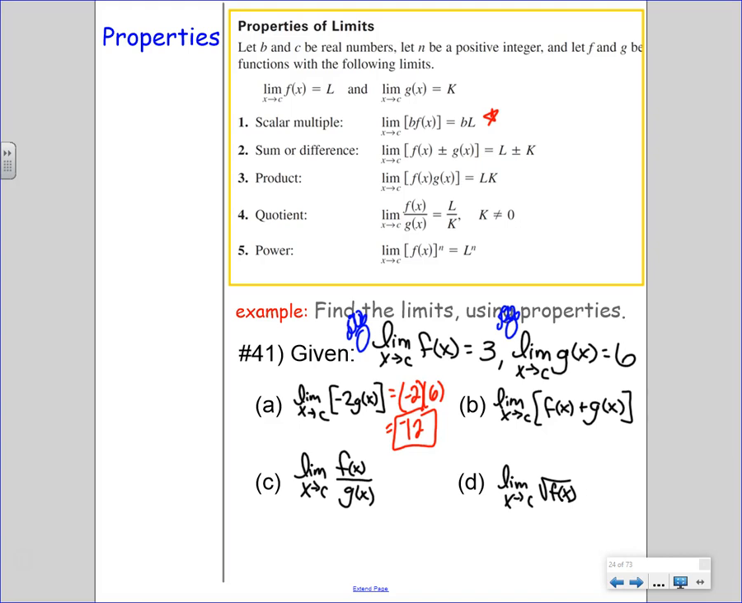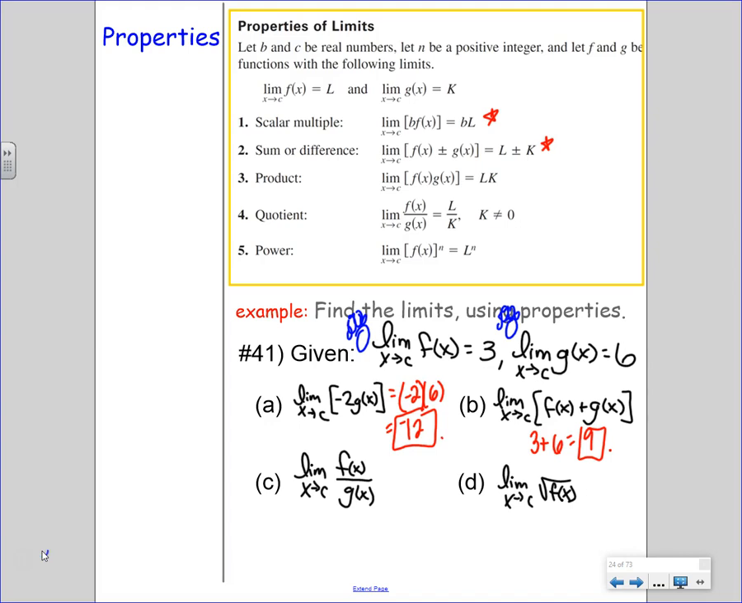Letter B, there's a property for that. It's called the sum or difference property. The sum or difference property says if you need to take the limit as x approaches c of f plus or minus g, just figure out the limit of f and the limit of g and put them together. So, who's the limit of f? Who's the limit of g? It's easy. Fine.